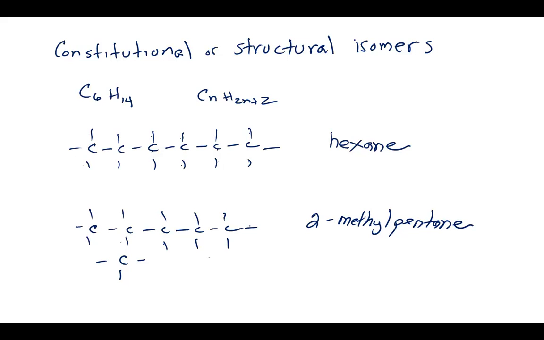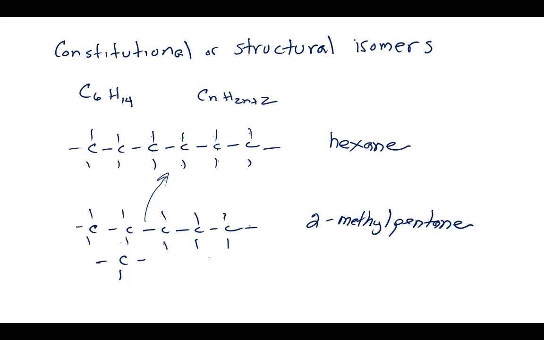Now, what makes this an isomer? You can't take this compound and overlap that. This doesn't superimpose or fit perfectly over the hexane. They are 2 different compounds. They do have different chemical and physical properties.